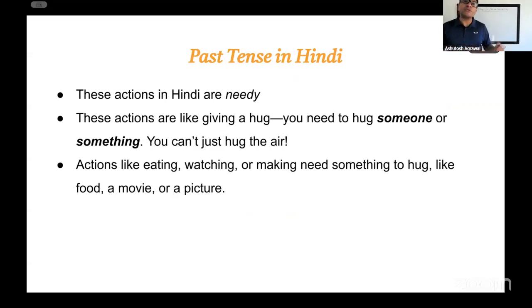Okay, and the needy verbs require something or someone. Like you're giving a hug to someone. You cannot give a hug to air. You require someone to hug. Similarly, these verbs require something or someone.